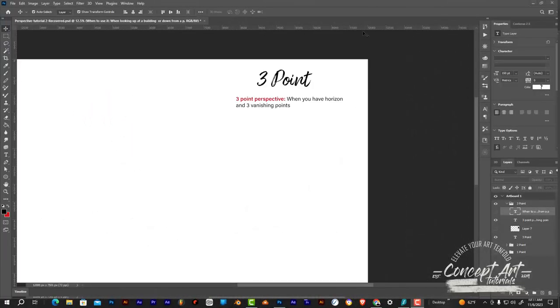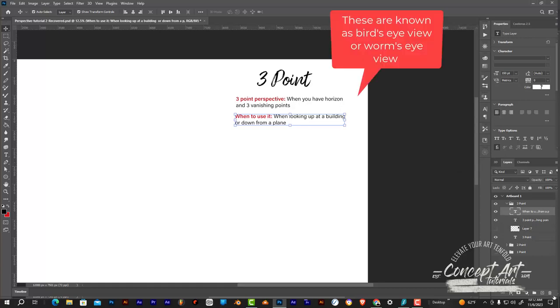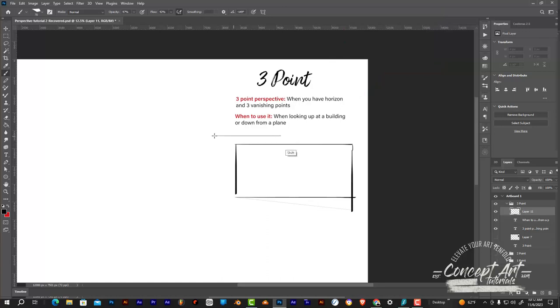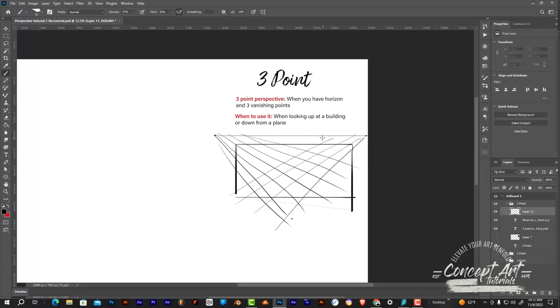Now let's talk about three-point perspective. It is when you have a horizon and three vanishing points. And when do you use this? You use this on rare occasions when you want to show the scale of something, when you're looking up at a building or you're looking down at a building from an airplane, like let's say Superman flying over a city. And here is how it's set up.